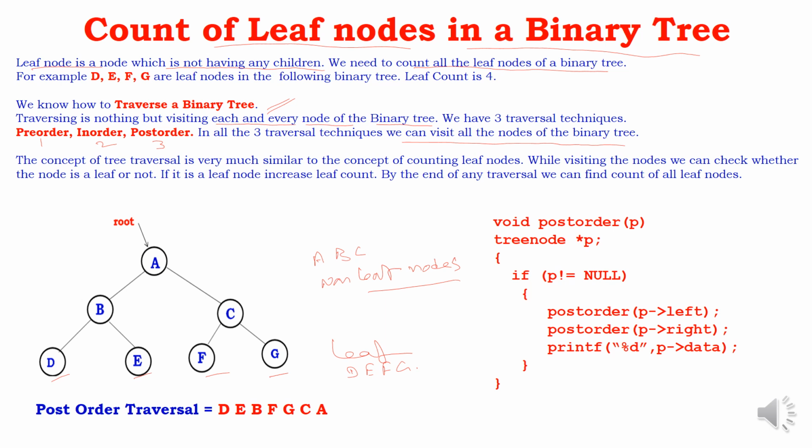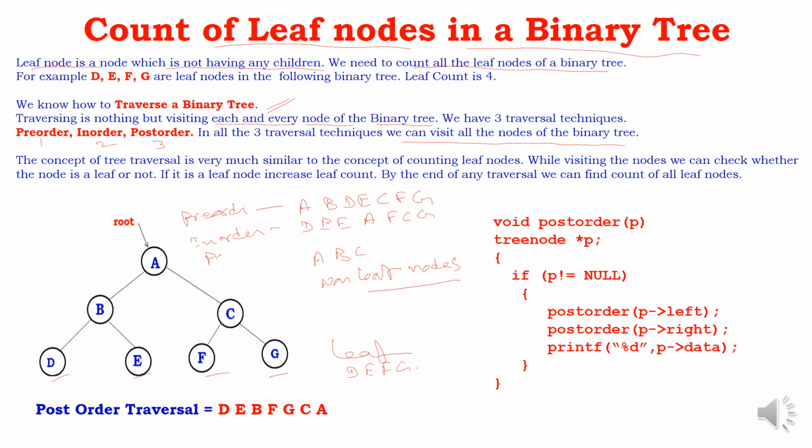Suppose it is pre-order. The pre-order traversal is: we visit the root node, then we traverse the left subtree in pre-order, then we traverse the right subtree in pre-order. So the traversal of this binary tree in pre-order is A, then B, D, E, C, F, G. Suppose it is in-order. In in-order, we traverse the left subtree in in-order, visit the root node, then traverse the right subtree in in-order. So left subtree D, B, E, then root node A, then right subtree in in-order F, C, G.